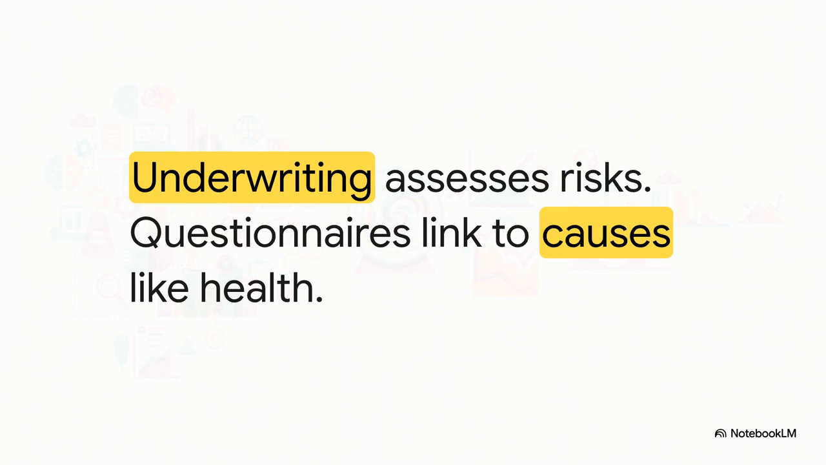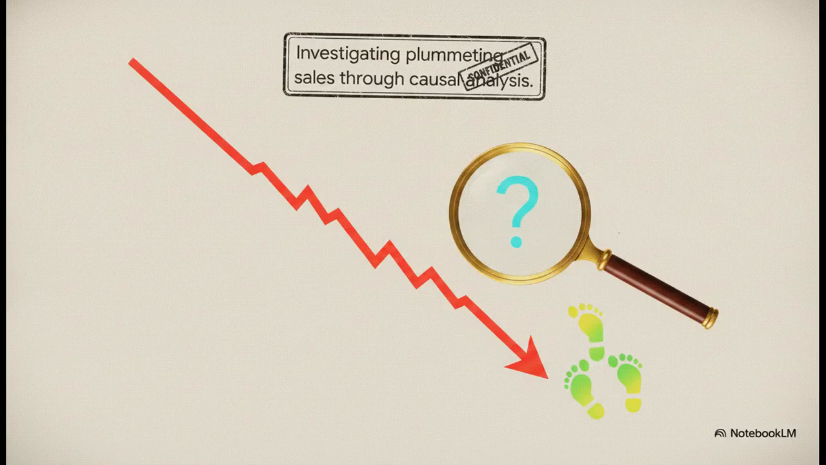Basically, they're placing direct controls on the measurable individual causes to protect against the broader risk. People are strictly underwritten at normal rates only when they actually qualify as standard lives. Next up, our second case study: plummeting sales.